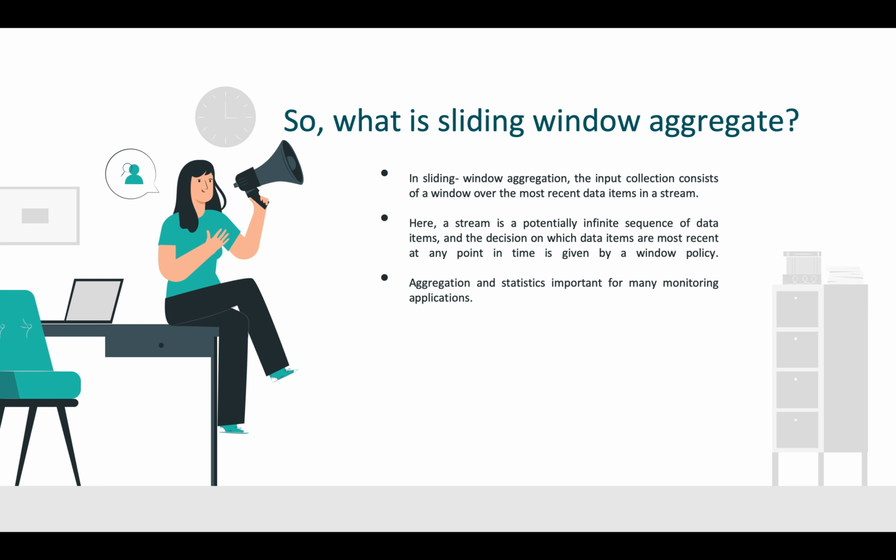So what this means is that we can set a specific time frame for each sliding window aggregate over the data stream sequence. By doing this, we can split the data stream into multiple sliding window aggregates.